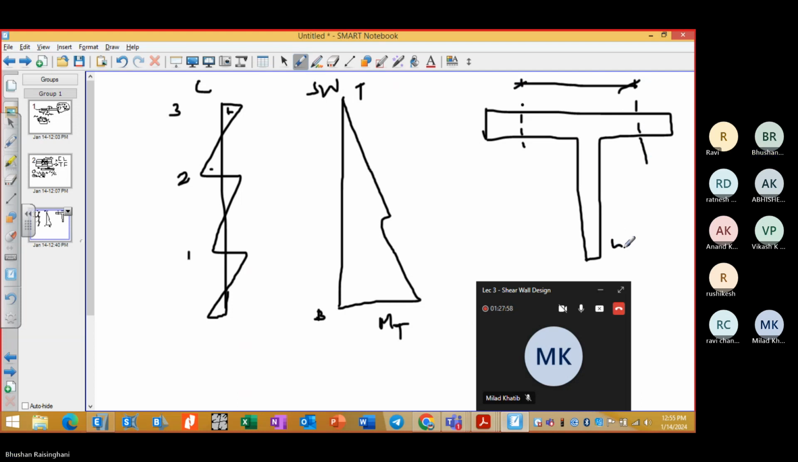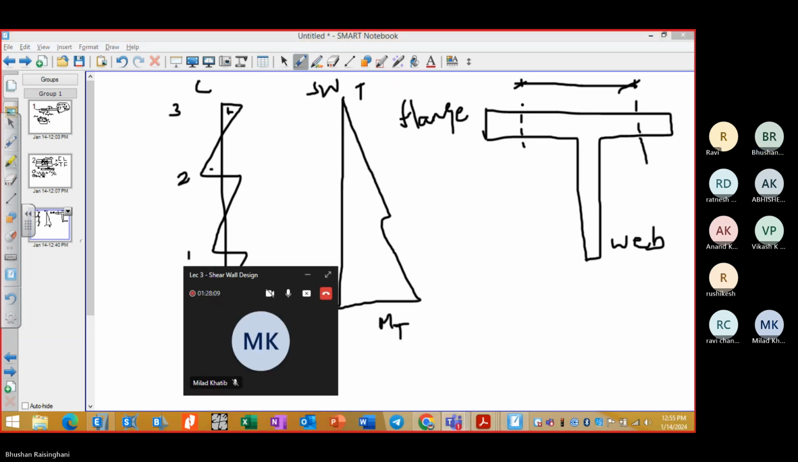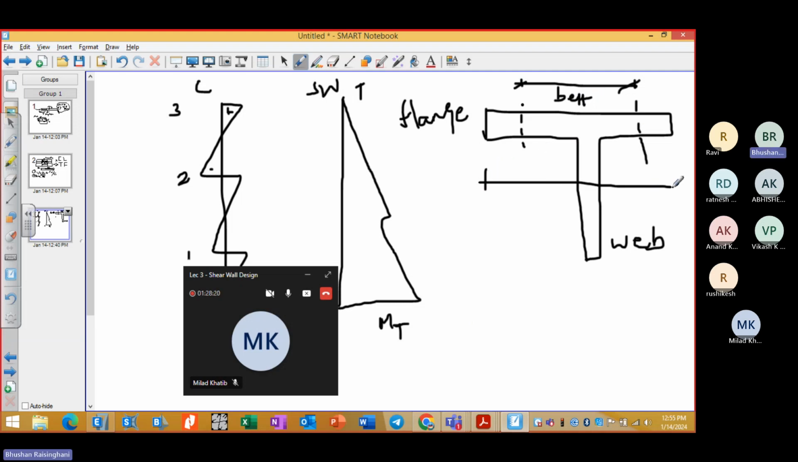So this is the web and this is the flange. As you know, flange takes the bending, web takes the shear. That is how flanged shear walls also work. And how much effective width we have to take: either we need to take the full width of the flange as capital B, or how much length we should consider for participation in the force resistance or the design. That criteria has been given in the code.